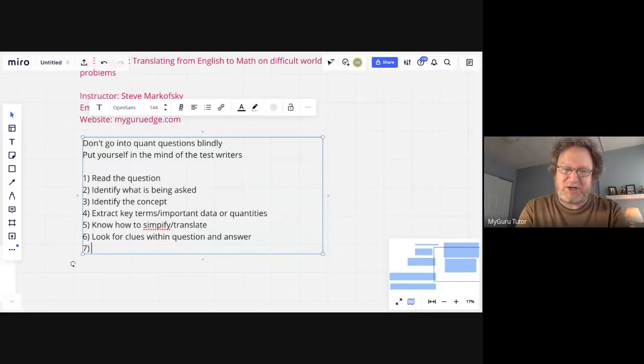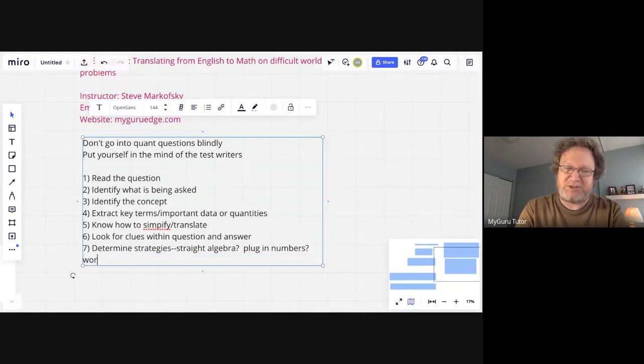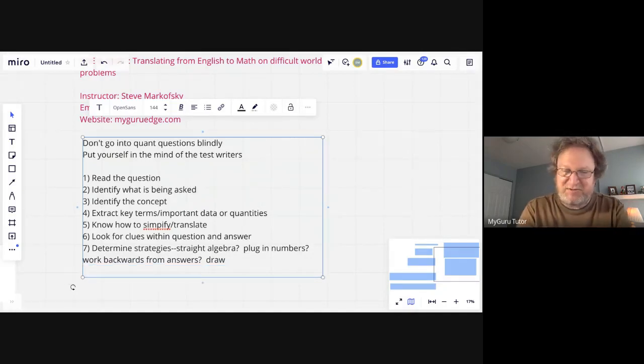And then determine a set of strategies. Now that you know the concepts being tested, you want to figure out, okay, what strategies can I use? Am I going to use straight algebra? Maybe try out your own numbers. Work backwards from answer choices. Are you going to draw something? I find that drawing and visualizing is something that is really overlooked. I think that if you just draw things out, it'll help a lot. And then obviously do the problem.